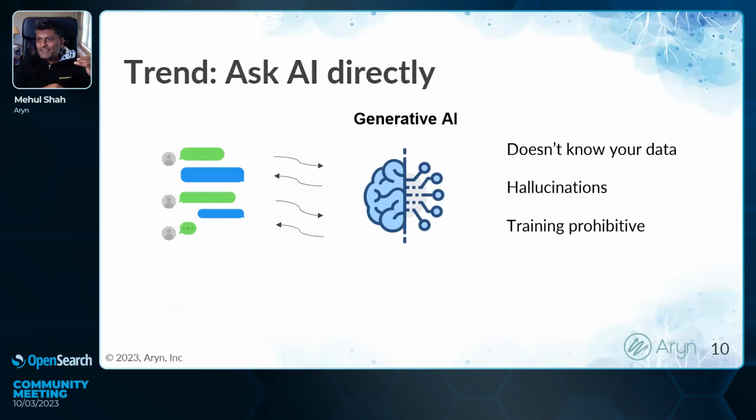And the problem is that these things don't know a lot about your data. In fact, they know nothing of your data, and so they'll hallucinate answers. And training them on your data is basically prohibitive.